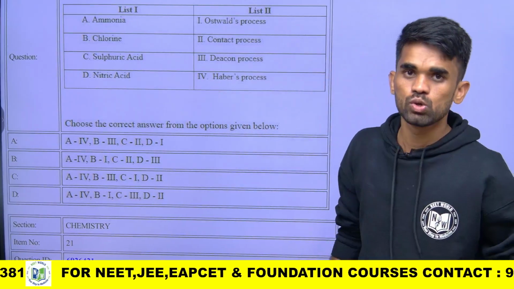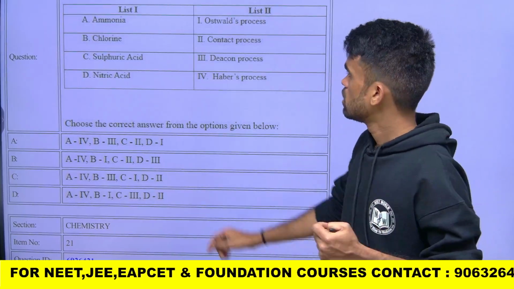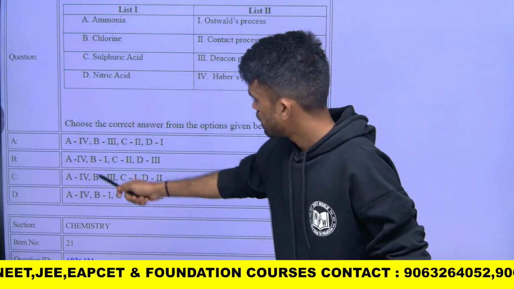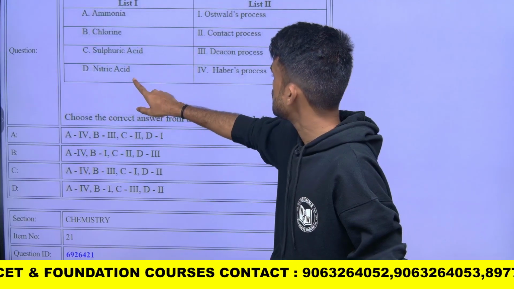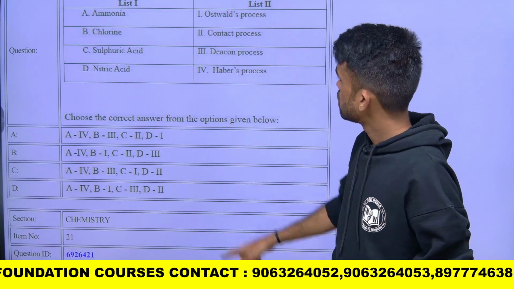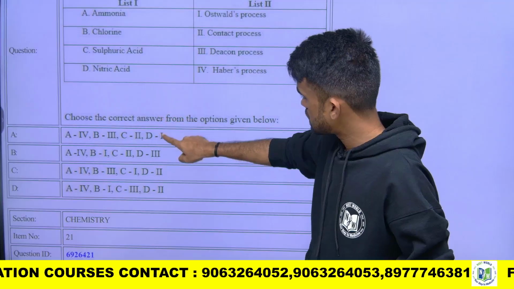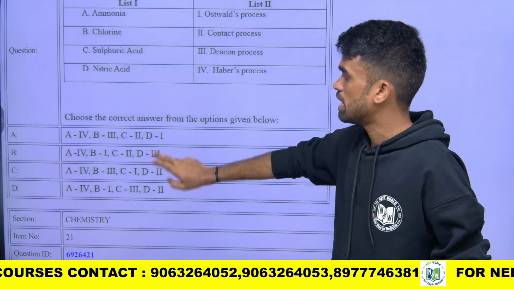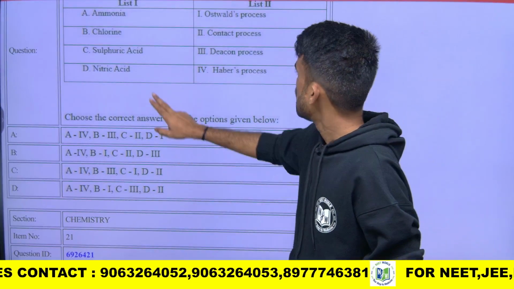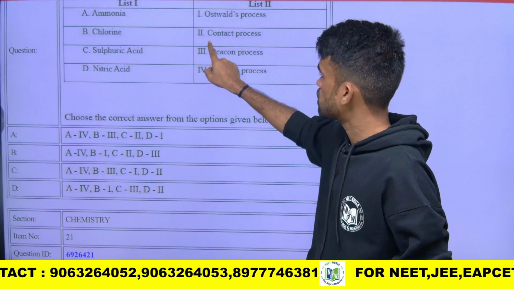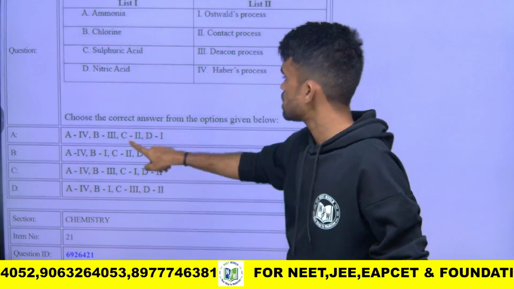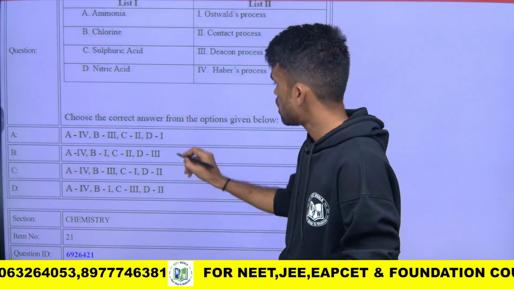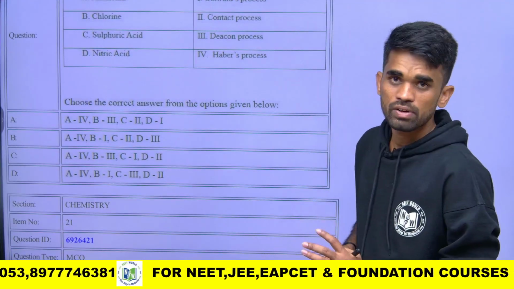What is the catalyst used? So iron catalyst, right? So A4 is in all the options, we can't give the answer directly. So nitric acid by Ostwald process, D1 is there only in the first option, so you can directly go with option number 1. Okay, and sulfuric acid by contact process C2, chlorine by Deacon's process B3. That's it. So we got option number 1 is the perfect answer for this question.